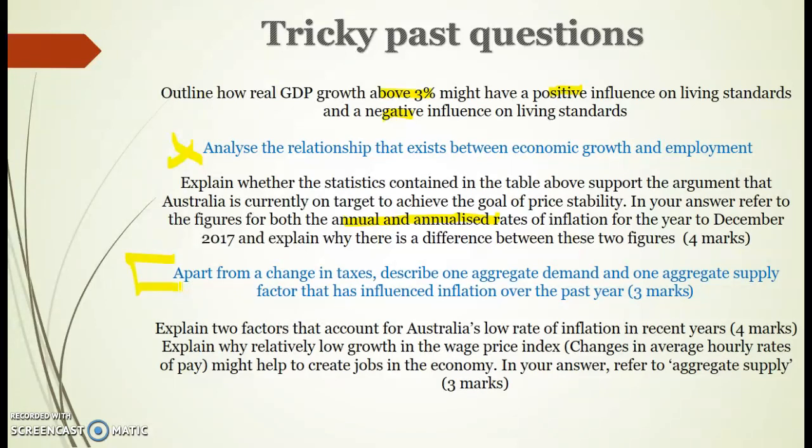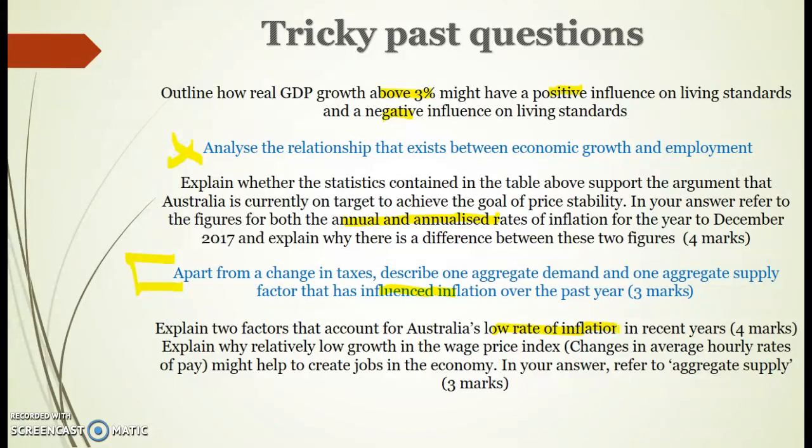So one aggregate demand and one aggregate supply factor influencing inflation. So it might be the dollar, it might be house prices, it might be real wage growth is another good one. Two factors that account for Australia's low rate of inflation. So again, the really appropriate ones there would be low real wage growth, might be increased participation, or lower oil prices. They're probably the only ones relevant to that question.